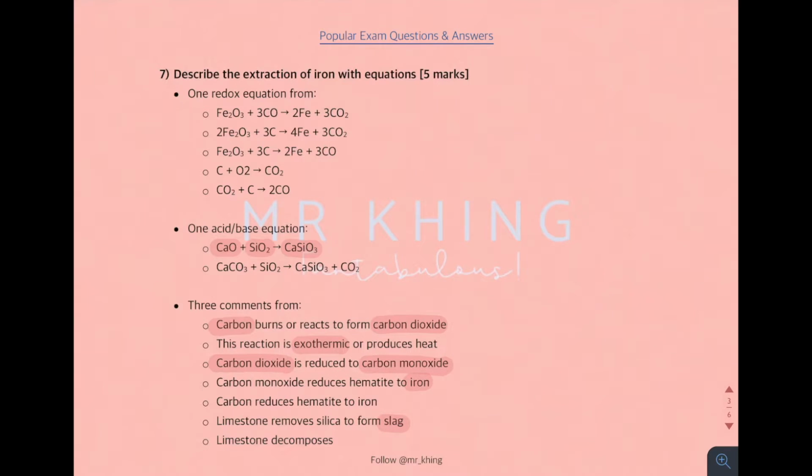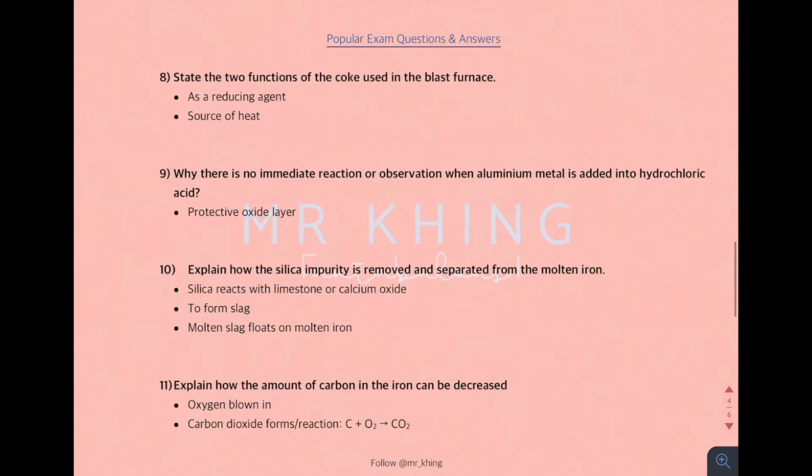Okay, so next one. State two functions of coke being used in the blast furnace. Okay, this is very important. Remember coke is added as a reducing agent and to produce heat. Remember the reaction between carbon and oxygen to produce carbon dioxide is an exothermic reaction. Heat is produced. Then why is there no immediate reaction observed when aluminium metal is added into the acid? Remember, this only applies to aluminium. Aluminium has a protective oxide layer.